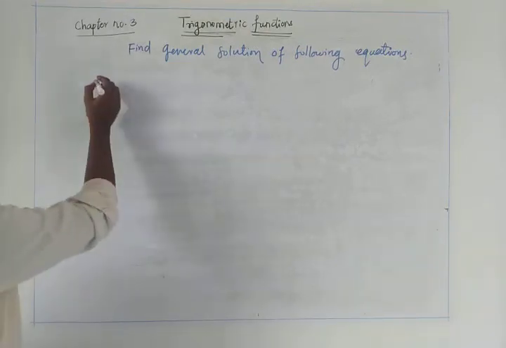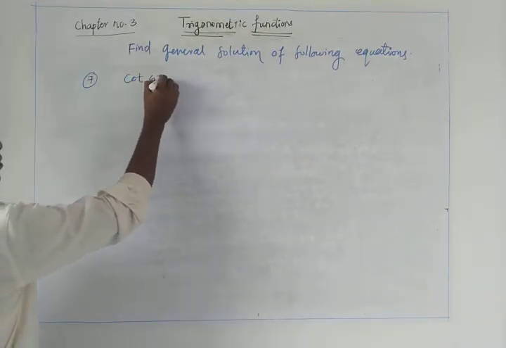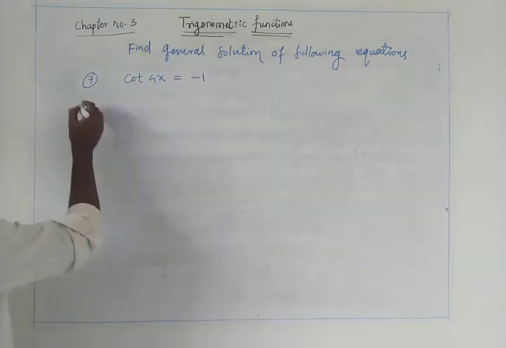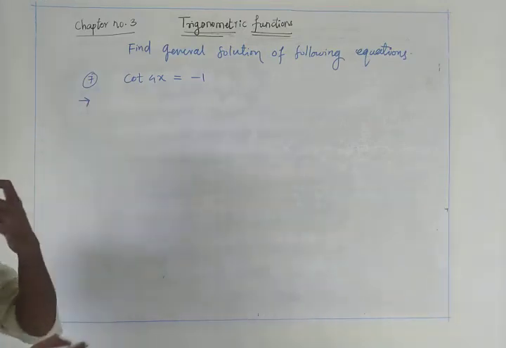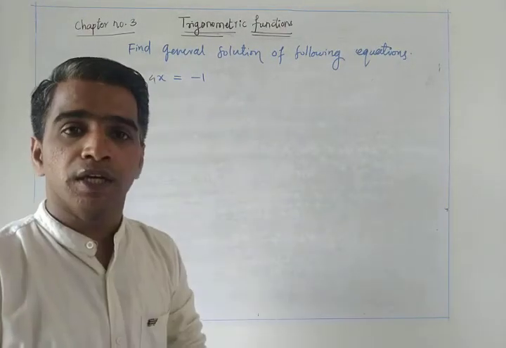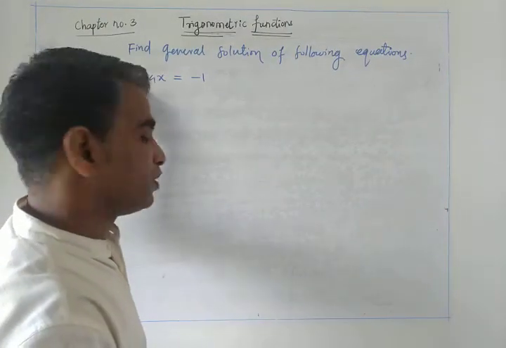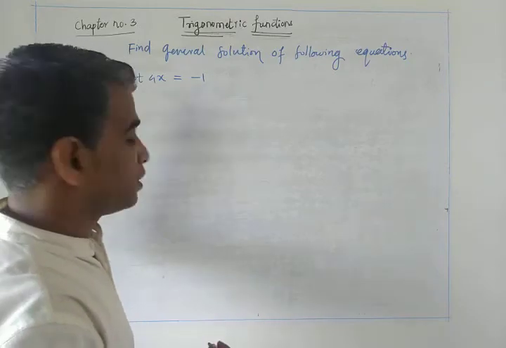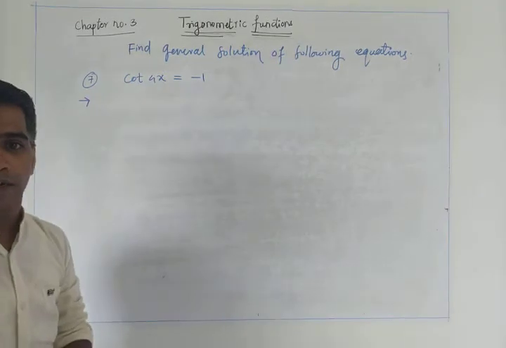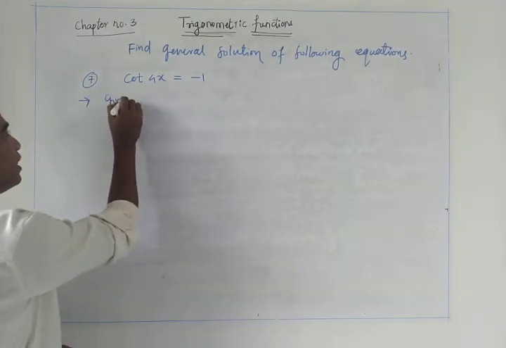Cot 4x is equal to minus 1. So solution: first, we always check the standard simple functions, that is sine, cosine, tan. Now this is not a sine, cosine or tan function, this is a cot function. So the function to be used here is the tan function, because tan and cot are related to each other. So first we are going to simplify the question.